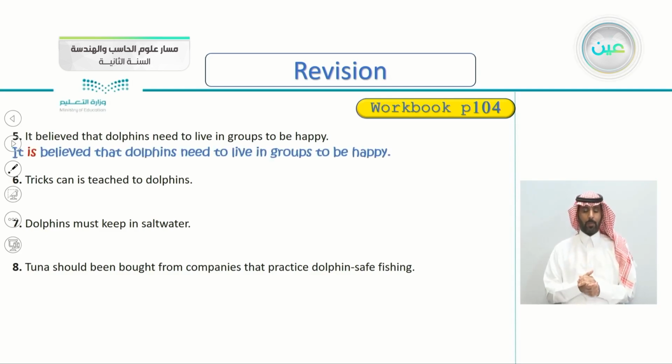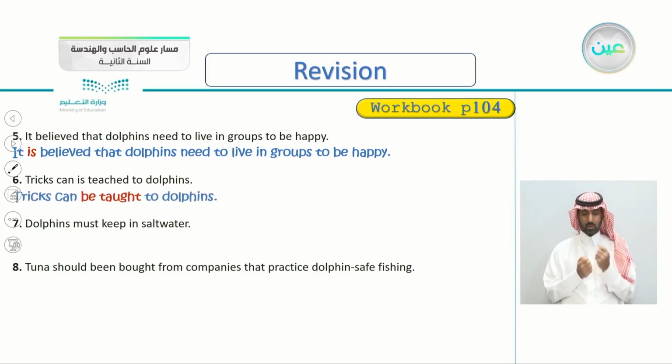Yes, very good. It is believed that dolphins need to live in groups to be happy. Number 6, "Tricks can is teached to dolphins." I think you've noticed the chaos here. So what's the correct version? How do we correct it? Yes, tricks can be taught. We don't say "is," we write "be," and we don't say "teached," we say "taught," because we need "be" and the past participle.